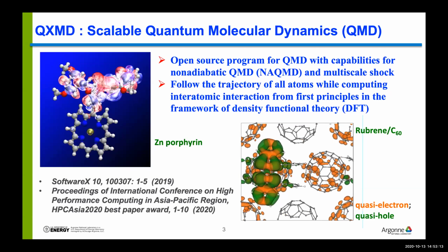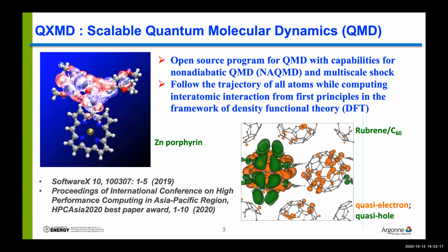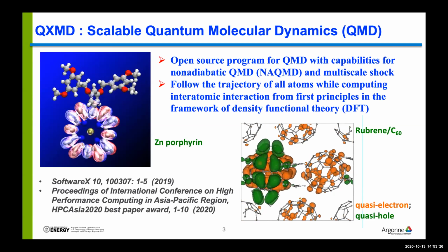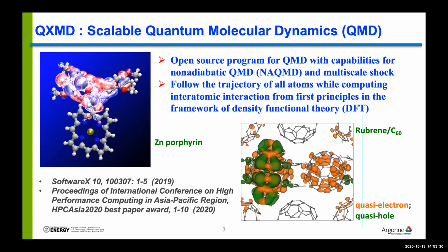Here we are showing two movies of simulations that we have done in our QXMD simulation engine. The left movie shows a rapid transfer of a photoexcited electron from a photo antenna to a zinc porphyrin core in light harvesting systems, while the right movie shows charge separation of photoexcited electrons and holes in a rubrene C60 solar cell.